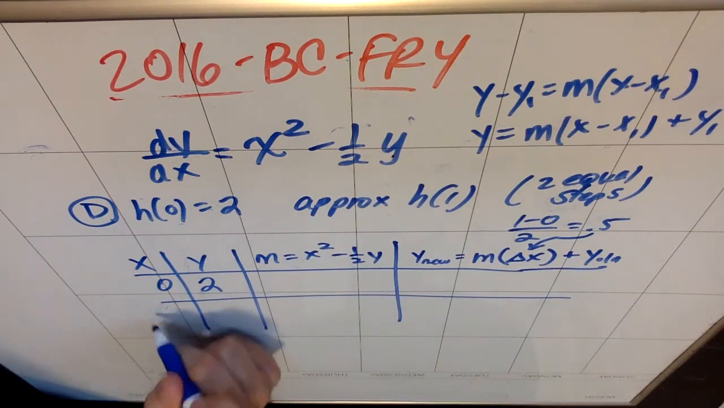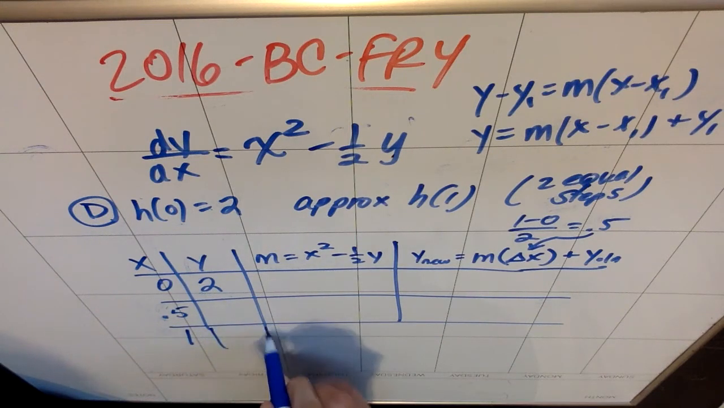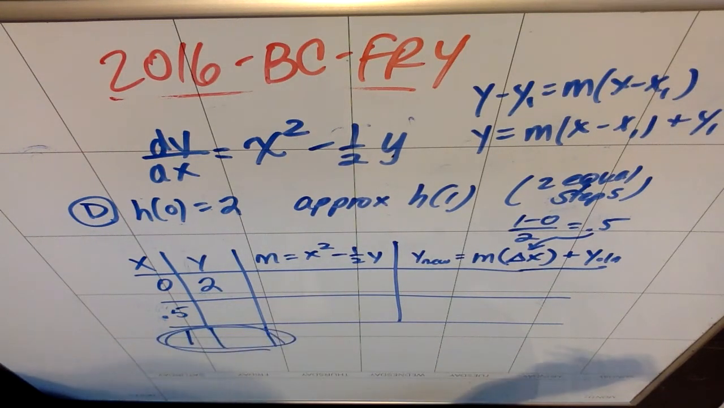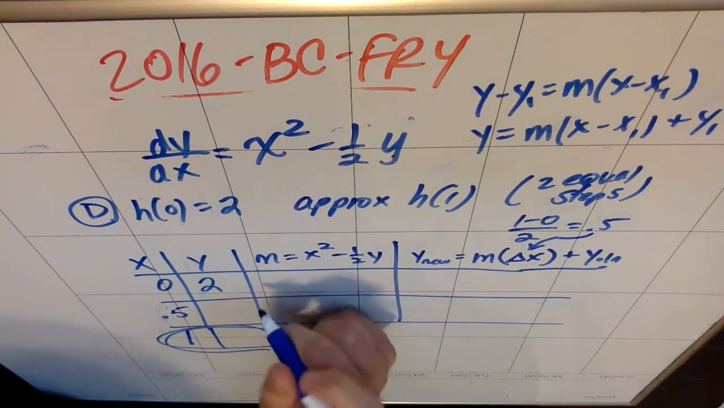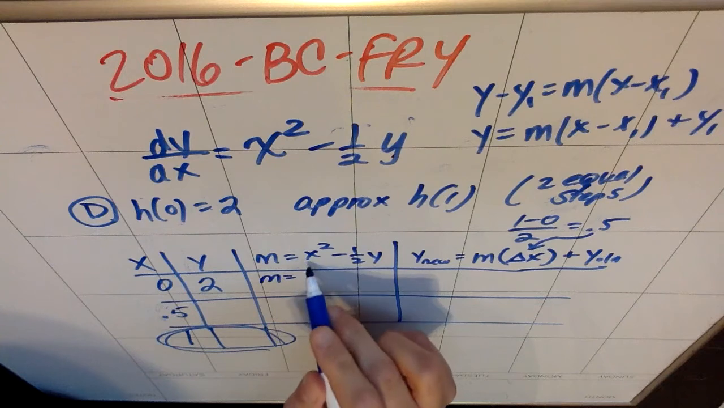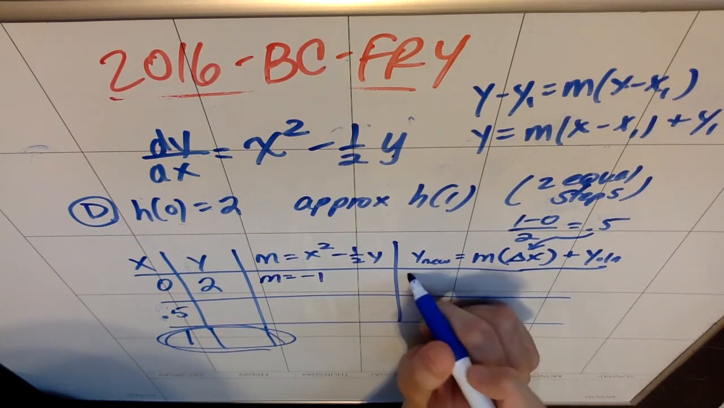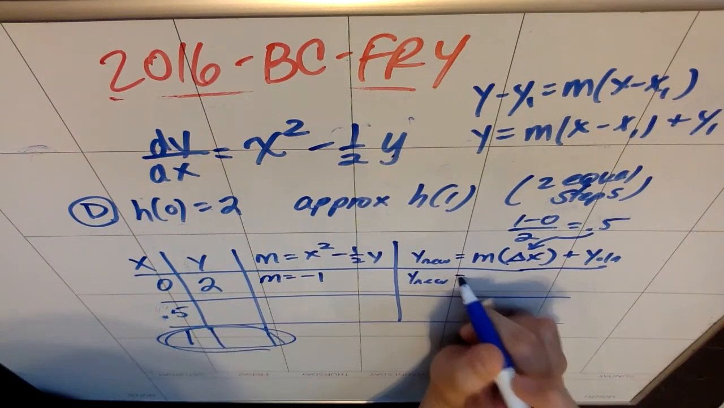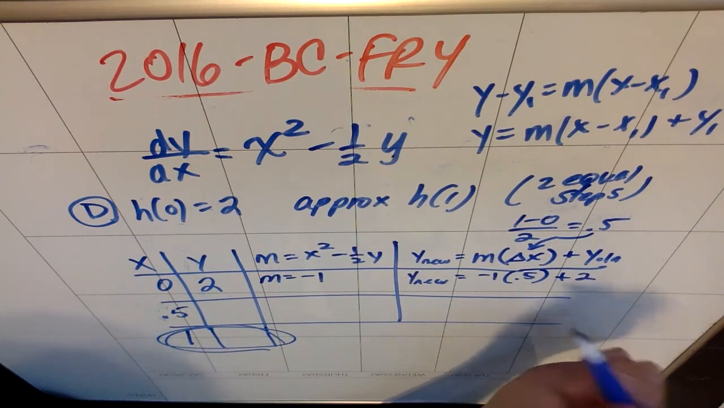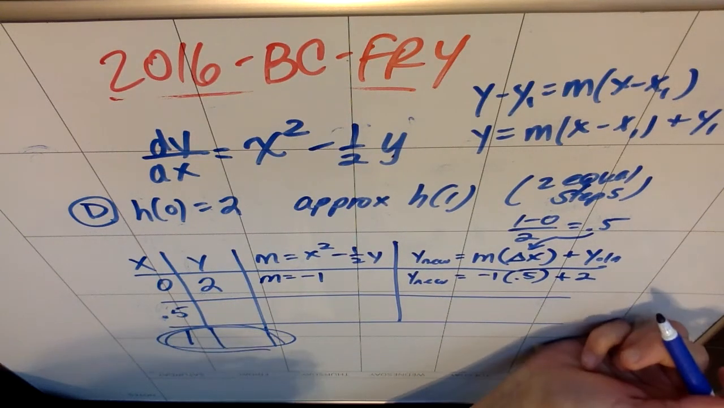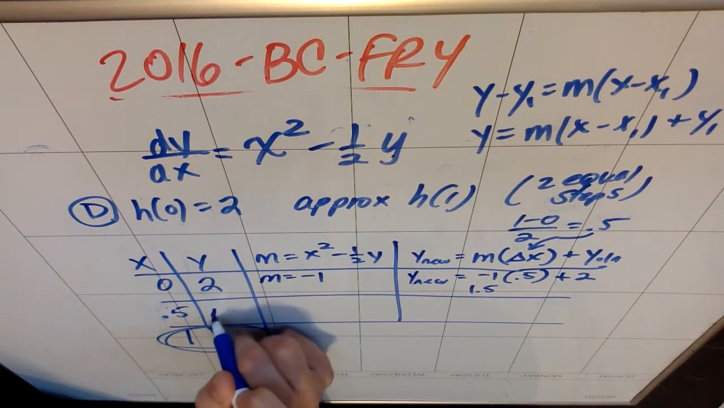And then I'm going to do it in a couple steps. I'm going to do a 0.5, and I'm going to do a 1. And my final answer is just whatever y value I get when I get here. So to find the slope, I plug in 0, 2, and I get that this slope is 0 minus a 1/2 of a 2, so that's -1. So that means my new y is the slope, -1 times 0.5, plus the old y, which was a 2. So that's -0.5 plus a 2, so that's a 1.5. So I get a 1.5 here.